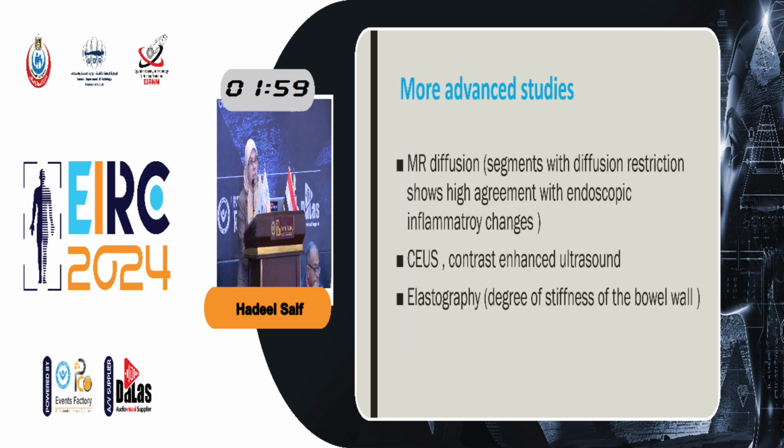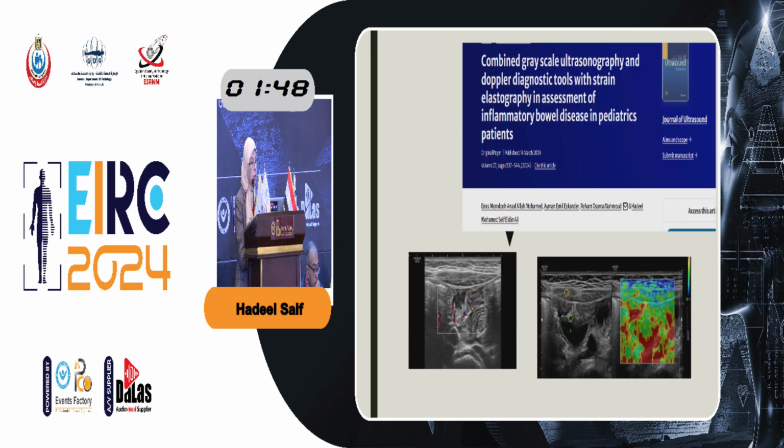More advanced studies beside the MRI diffusion are the elastography and the contrast enhanced ultrasound, which have not been accomplished as a diagnostic tool in Egypt. But we have done a paper that we have successfully published using the grayscale ultrasound and Doppler study beside the strain elastography, comparing the strain ratio between the bowel wall and the smooth muscles.